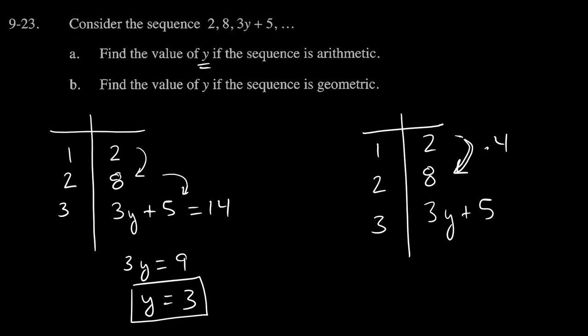2 times 4 is 8. And if I jump forward again, my multiplier is still 4, and this time 4 times 8 would be 32. So that means that this next term right here, when I multiply it by 4 again, would have to equal 32. So same thing, it's just a linear equation. I'm going to take away 5 from both sides, so I get that 3y is equal to, is it 37? 32 minus 5, take away 3 more.